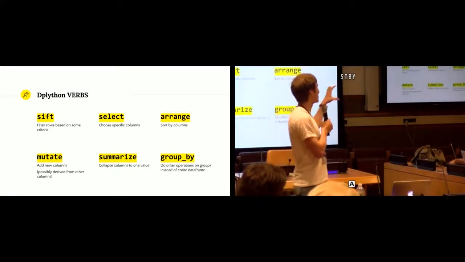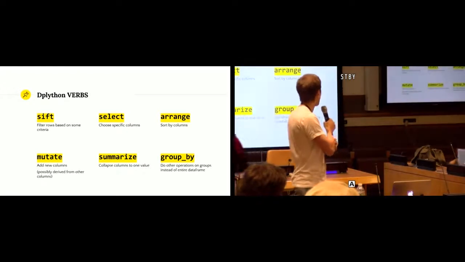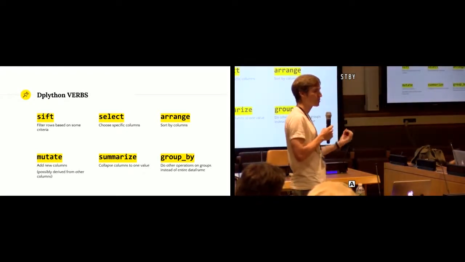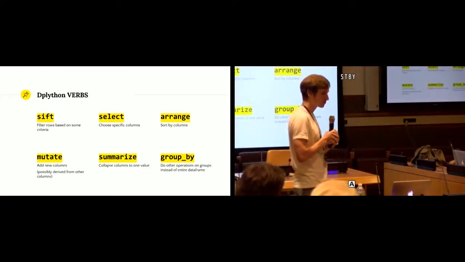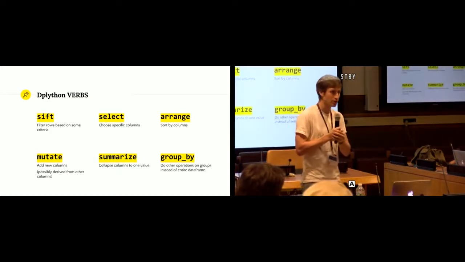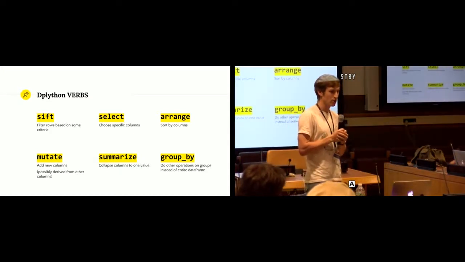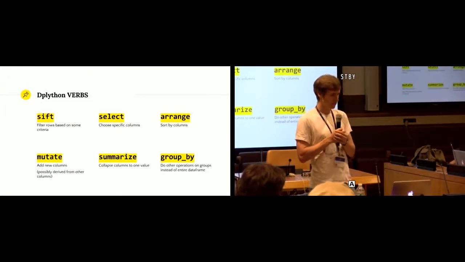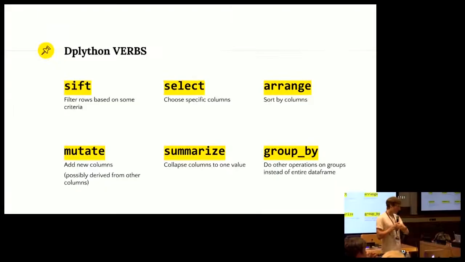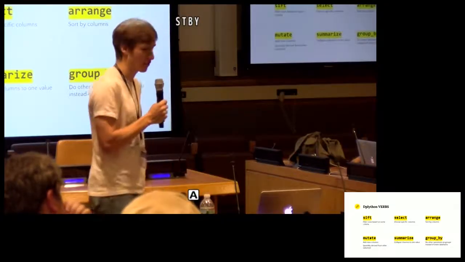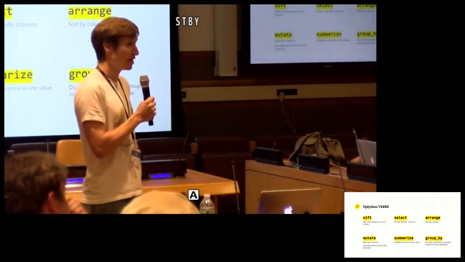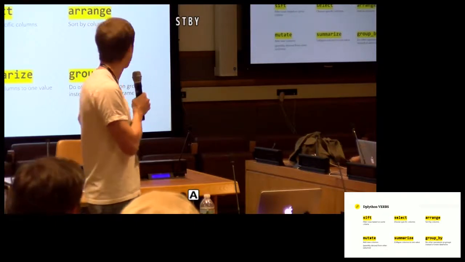Sift means you basically remove some rows. I'm assuming here for data that every row represents, say, an observation. And columns might be variables of that observation. So this is called tidy data format. So you can remove some rows. You can select specific columns. Maybe you don't want all the information. It'll look a lot like a select statement. You can sort by different columns. Add new columns, these columns derived from previous columns.